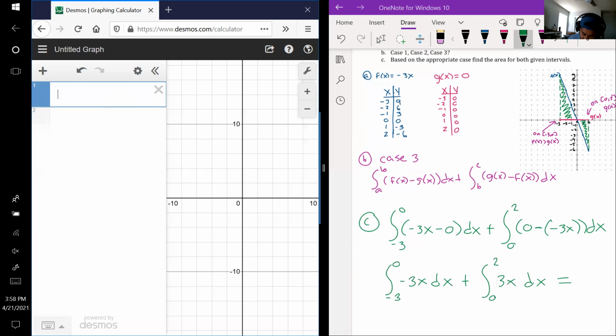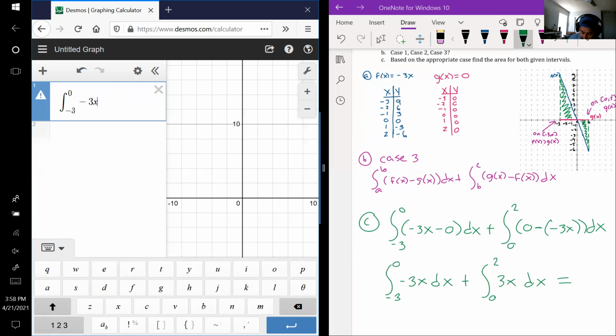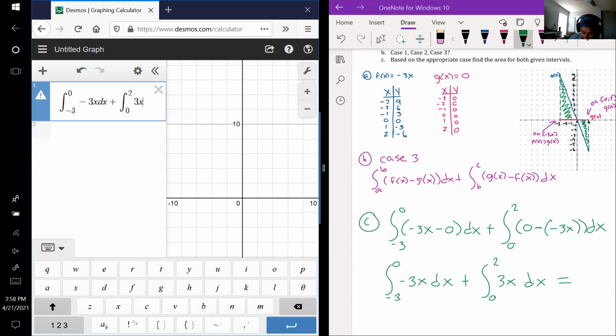So you're going to get the integral from -3 to 0 of -3x dx, and then plus the integral from 0 to 2 of 3x dx. And we get 19.5.